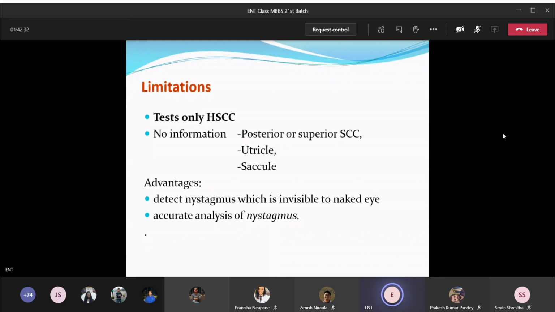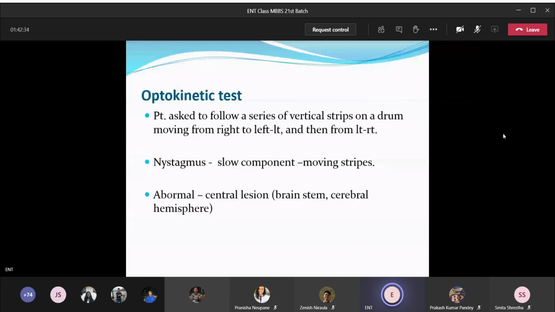Now there's something known as optokinetic test. The patient is asked to follow a series of vertical strips on a drum moving from right to left and then from left to right. The nystagmus is produced with slow component towards the direction of the moving stripes. And in cases of central lesion you get abnormal nystagmus.